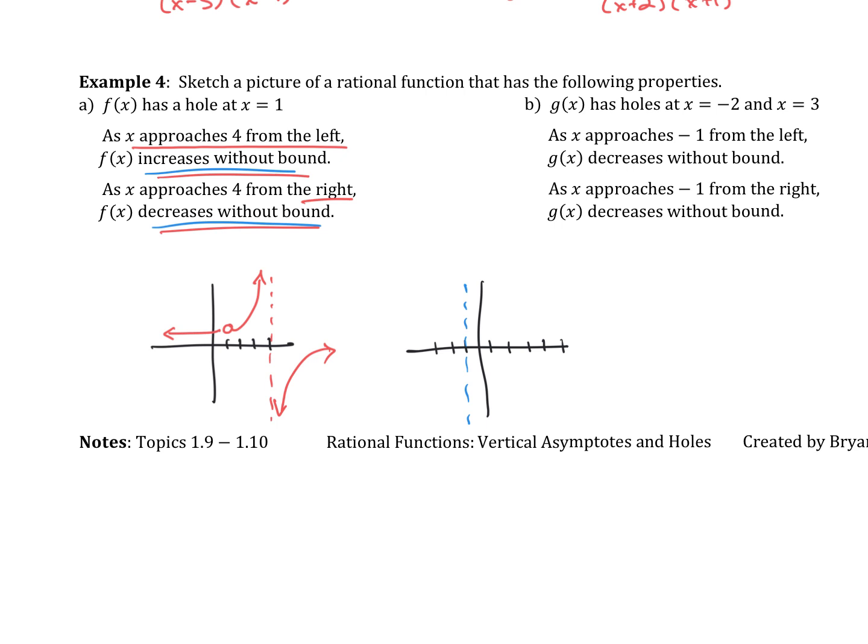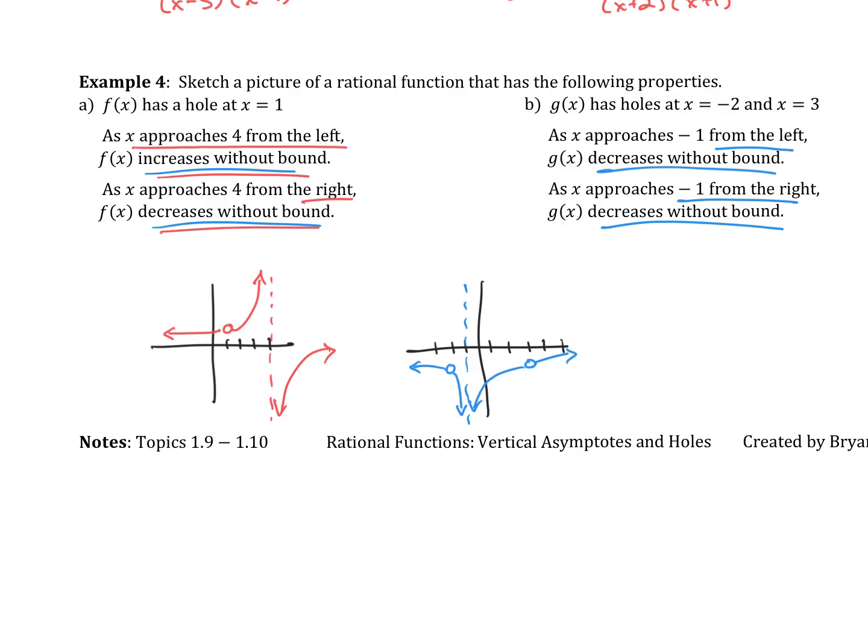And so then it has a hole at -2 and a hole at 3, and we'll deal with that in a sec. But when it approaches from the left, it decreases without bound. So from the left of -1, it's going to go which way? Down. And it also says it has a hole at -2, and so now I have that going on. And then as x approaches -1 from the right, it also decreases without bound. But I have a hole at 3, and it decreases without bound, so which way is it going? It's going down again.